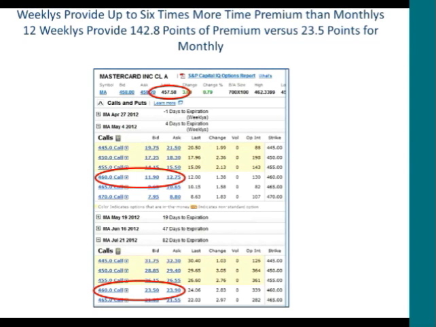Over this same time period, you could have sold 12 of these weekly options at $11.90 and got 142 points of premium versus the 23 points by selling the monthly option. So that's why these weeklies are so lucrative, because in this example, you could collect up to 142 points of premium versus 23 points over the same time period.